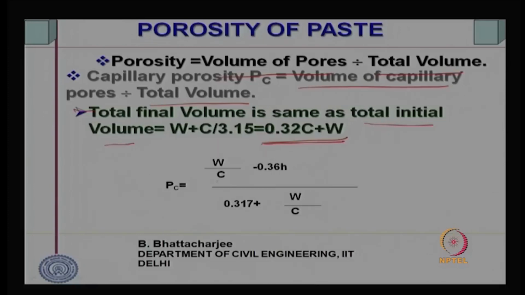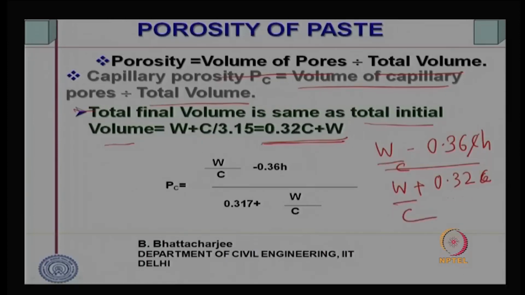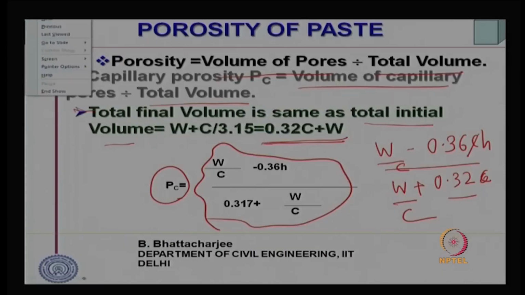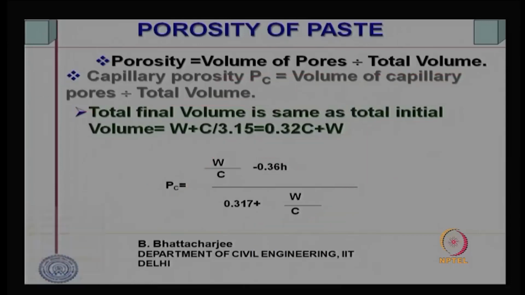and therefore, capillary porosity will be W minus 0.36 CH divided by W plus 0.32 C, and if I divide both sides by C, this will cancel out, and I will have W by C minus 0.36 H divided by W by C plus 0.32. So, you can see that capillary porosity is given by this formula. All right. Similarly, I can find out the gel porosity.